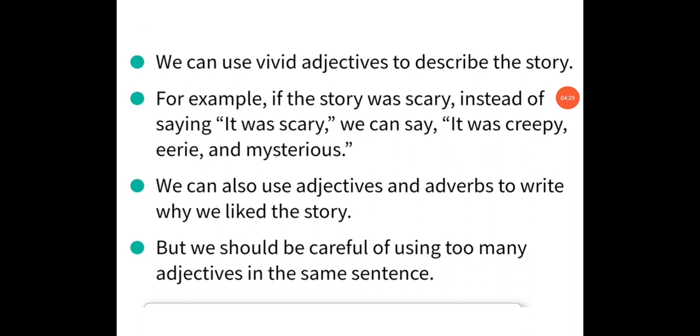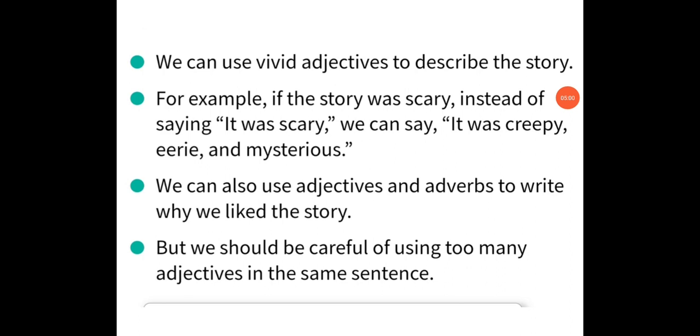First of all, we write down some adjectives that you also have to write in your notebook. For example, if the story was scary, instead of saying it was scary, we can say it was creepy, eerie and mysterious. So these are the keywords: creepy, eerie and mysterious. These are the adjectives.